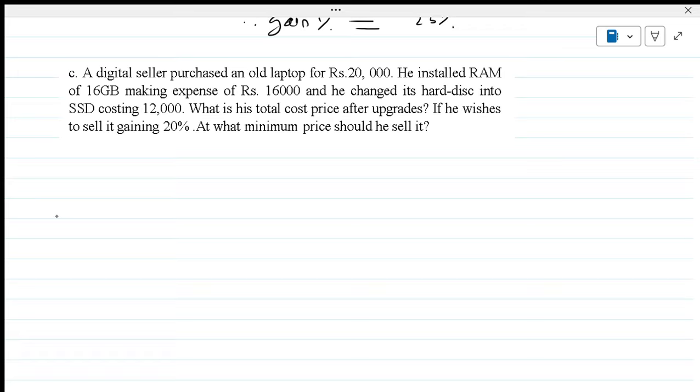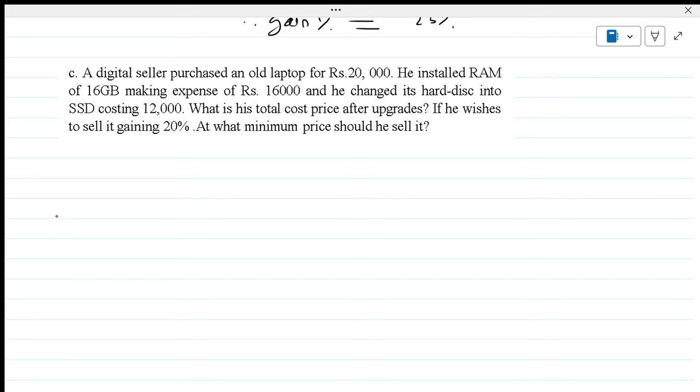So he is making further costs: new RAM with a cost of 16,000, and an SSD for 12,000. So we ask here, what is his total cost price after these upgrades? That we have to find. And after that, if he wishes to sell it gaining 20%, at what minimum price should he sell it? So if he wishes to gain 20%, at what price should he sell it, we are asked here.